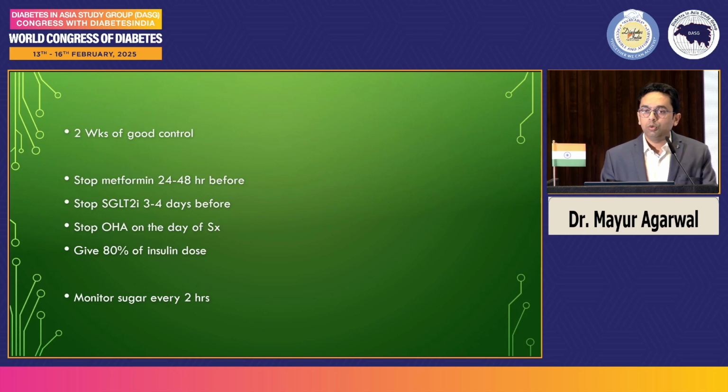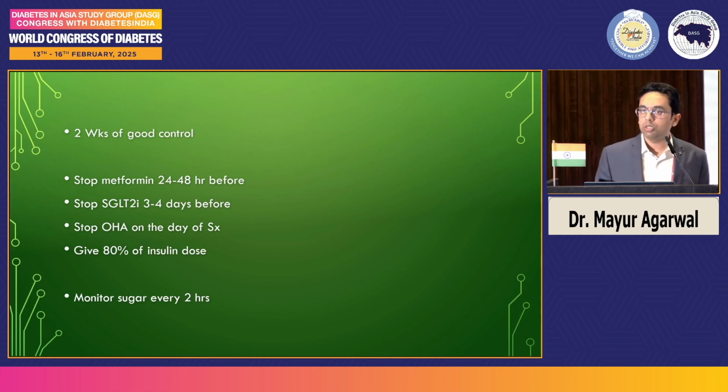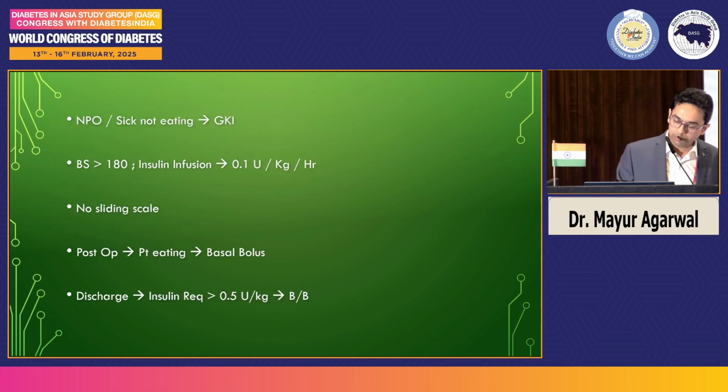Let's say you are doing just an endoscopy, you just stop on the same day, you don't need to do anything other than that. So depending on the type of surgery, you decide whether to stop for 3-4 days, whether to initiate insulin or not. Again, there are recommendations, but we cannot go into those details. If the patient is already on insulin, reducing the dose by 20% is good enough, and you have to monitor sugar and adjust your insulin dose in the peri-op period.